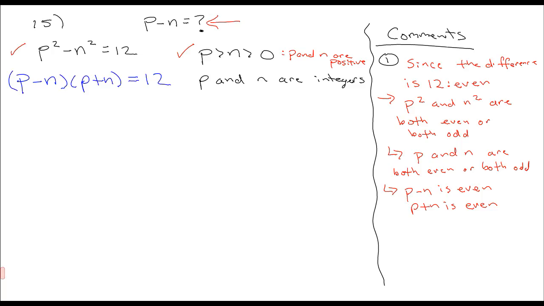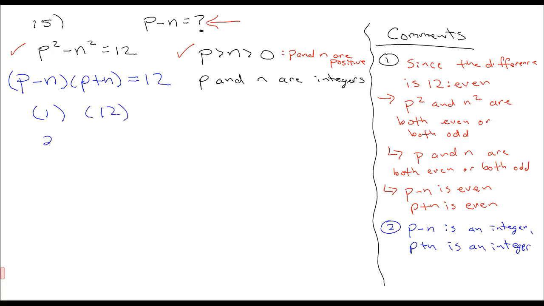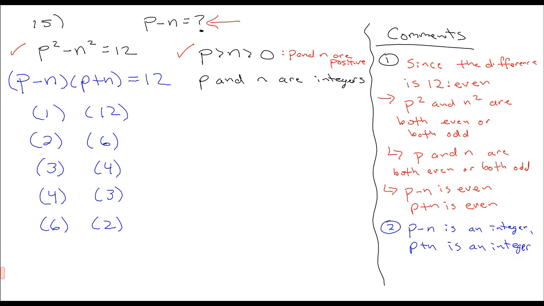Okay, well, so let's make another comment. Comment 2. Since p and n are integers, then p minus n and p plus n both have to be integers. So that means I could either have 1 times 12, 2 times 6, 3 times 4, 4 times 3, 6 times 2, or back to 12 times 1.